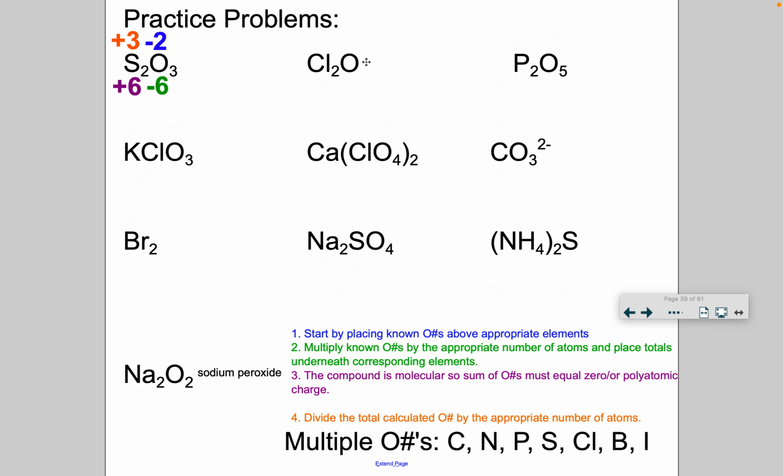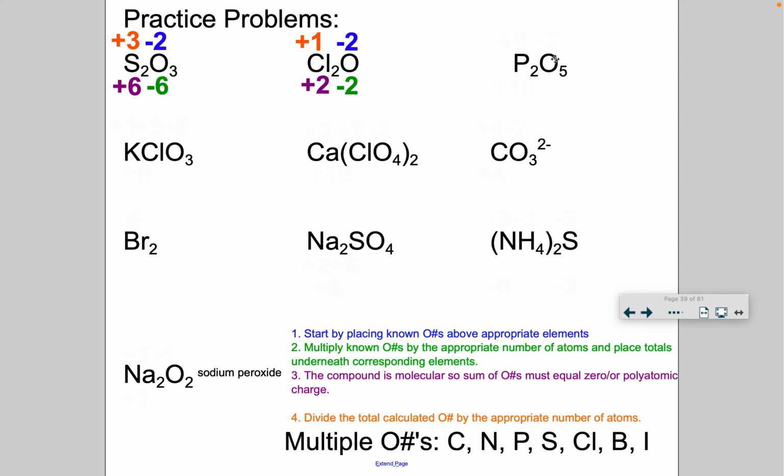Cl2O. All right, I see oxygen. It's not a peroxide, it's not bonded to fluorine, so it's -2. -2 times 1 is -2. So that means Cl2 has to have a +2 charge. But I have 2 chlorines, so I have to divide. 2 divided by 2 is +1. So your answer would be +1, -2, or Cl equals +1, O equals -2.